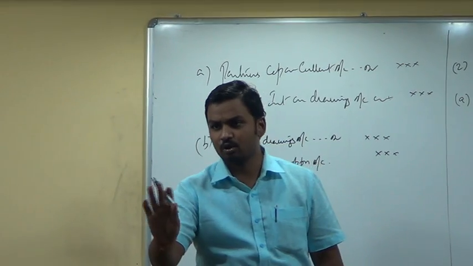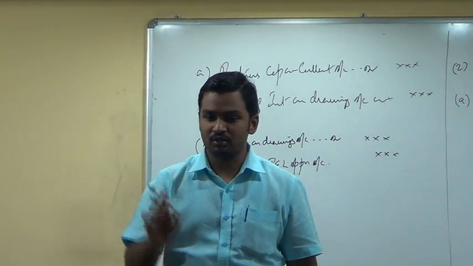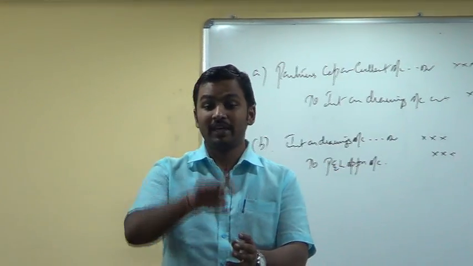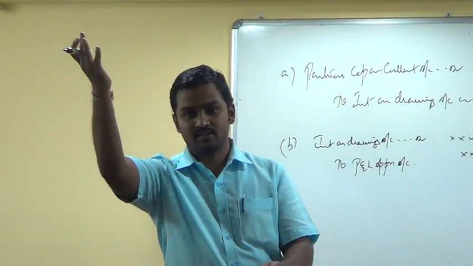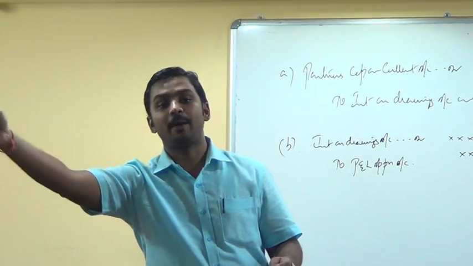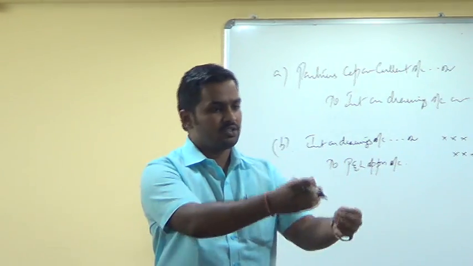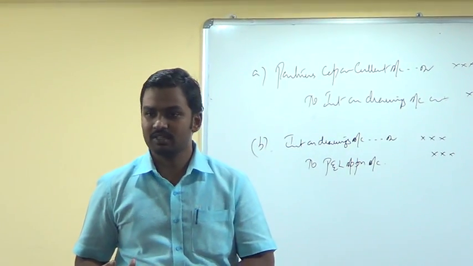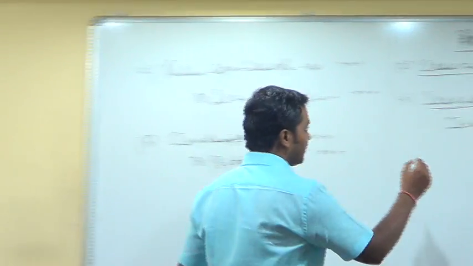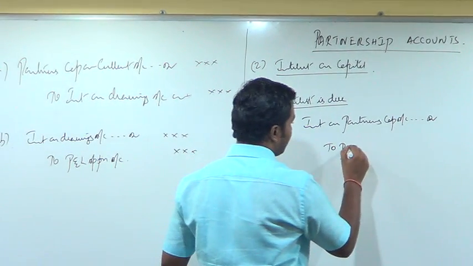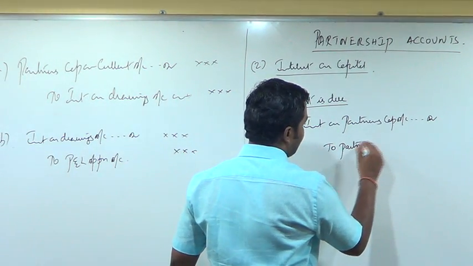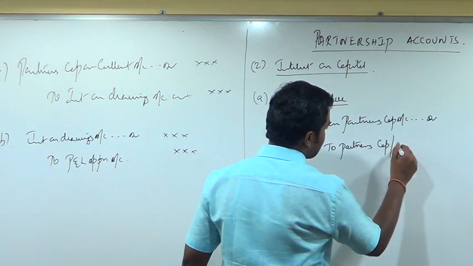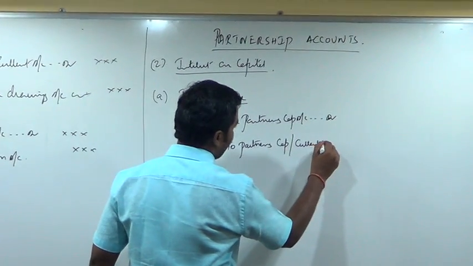Two. Will you pay cash? No, boss. We are not going to pay cash to the partner. We are going to increase his capital balance. We'll give credit to which account? Capital account. Whenever the partner wants, he can draw money from his capital account. Is it clear? So we are going to credit partner's capital or current account. To partner's capital / current account.